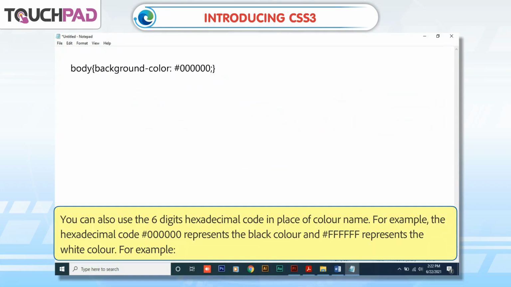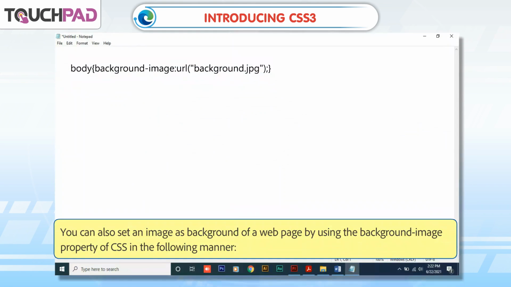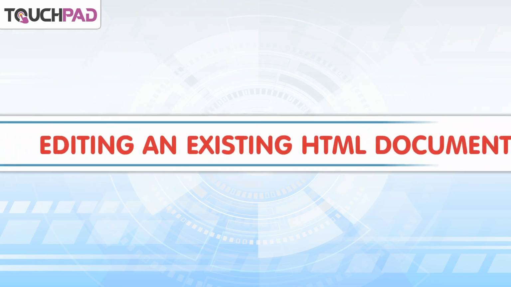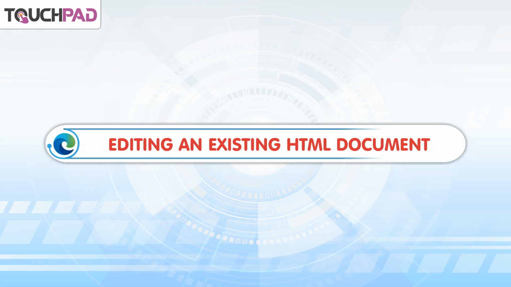You can also use the 6-digit hexadecimal code in place of the color name. For example, the hexadecimal code #000000 represents the black color and #FFFFFF represents the white color. For example, you can also set an image as the background of a web page by using the background-image property of CSS in the following manner.